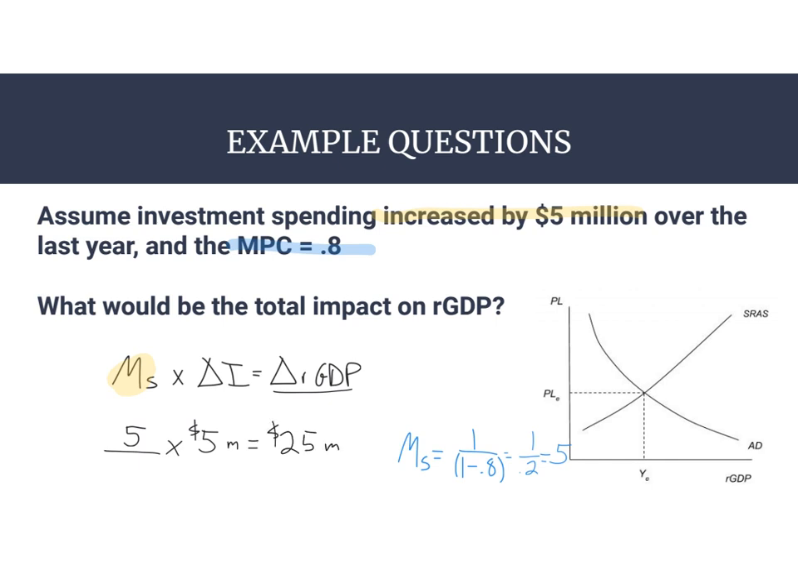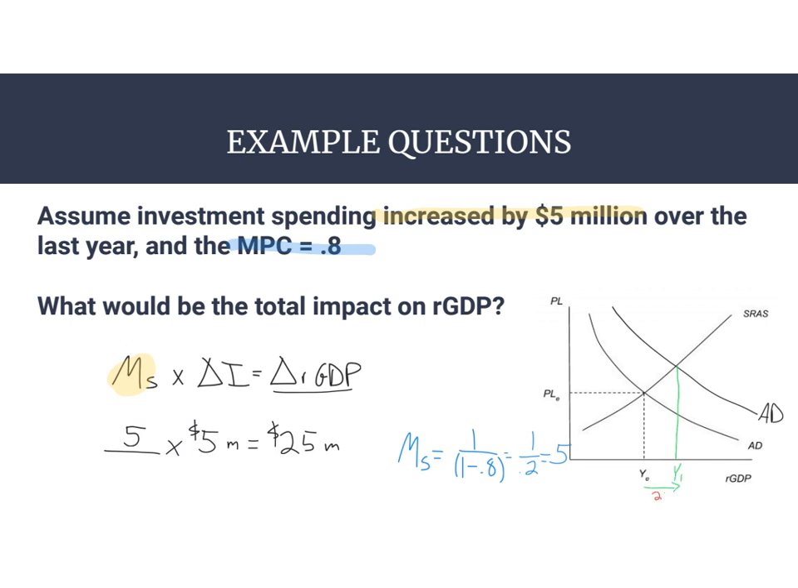Okay, so what is that going to look like on the graph? Well, we know that an increase in investment spending is going to shift the aggregate demand curve to the right, but how much, right? Well, what we now know is that the aggregate demand curve will shift to the right, and this new level of output that we have here is going to be an increase from the original output that we were at by $25 million.